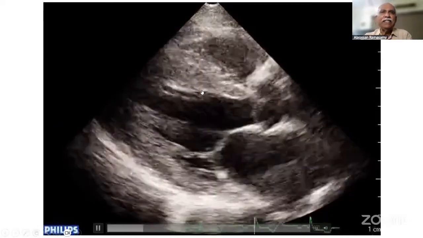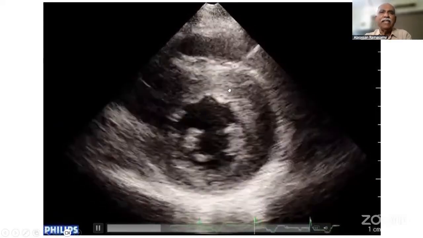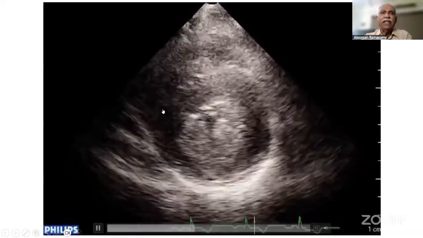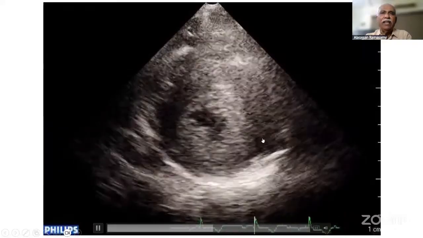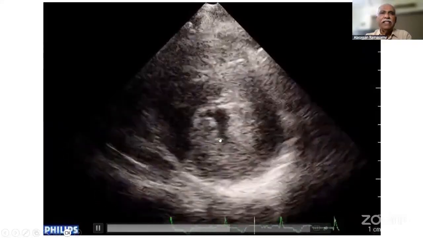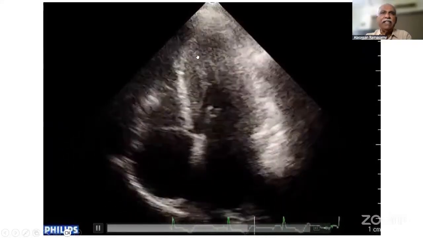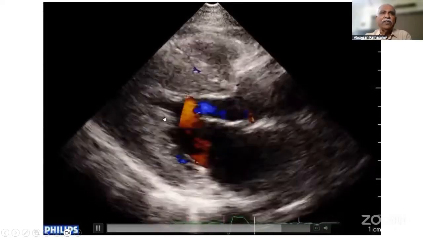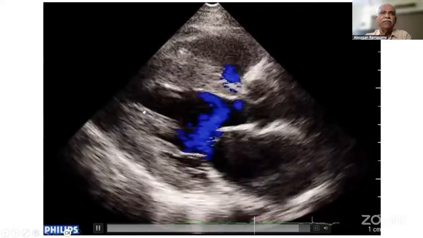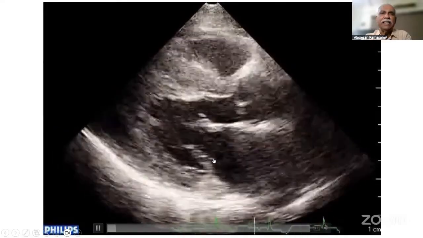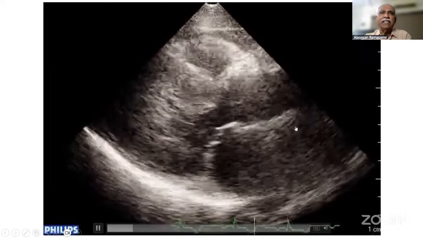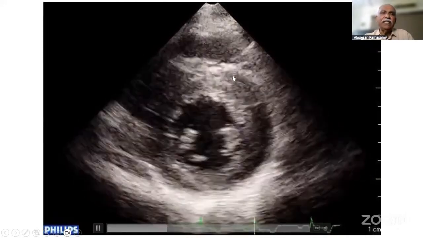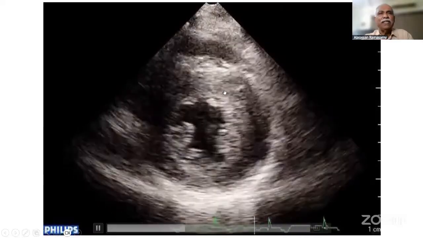This is another patient. You can see the hypertrophy is marked in this patient. Again, the anterior interventricular septum, anterior wall are markedly hypertrophied. There is almost obliteration of the cavity near the left ventricular apex. But when you put on the color, there is no left ventricular outflow obstruction or mid-ventricular obstruction. There is a trivial mitral regurgitation, but there is no obstruction. So these are the typical findings in a patient with non-obstructive hypertrophic cardiomyopathy.